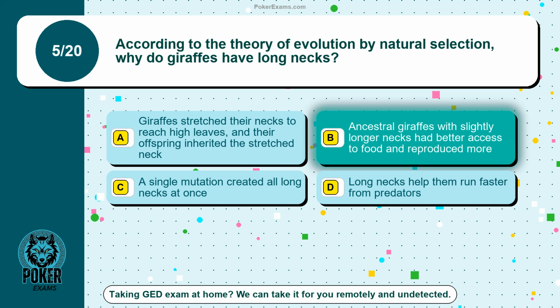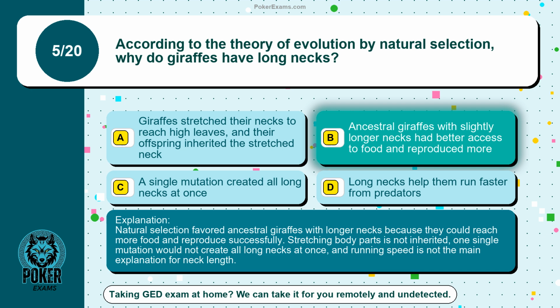The correct answer is option B. Ancestral giraffes with slightly longer necks had better access to food and reproduced more. Natural selection favored ancestral giraffes with longer necks because they could reach more food and reproduce successfully. Stretching body parts is not inherited. One single mutation would not create all long necks at once, and running speed is not the main explanation for neck length.